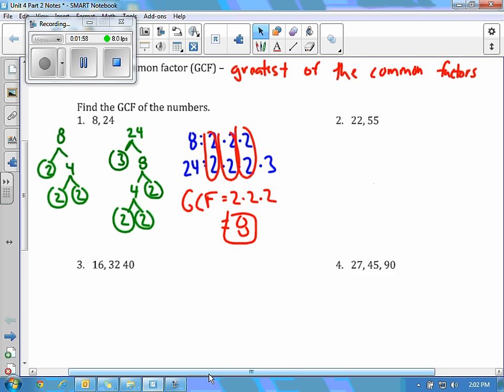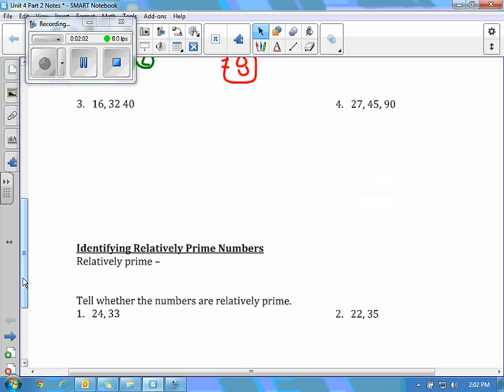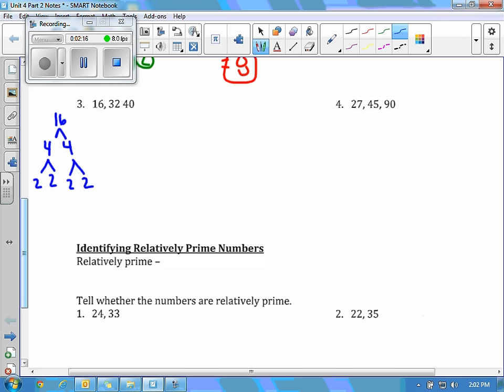I'm going to let you guys go ahead and do number 2. I'm going to skip down to number 3. If you look at number 3, we now have 3 numbers that we want to find the greatest common factor of. So a little bit more work, but still the same concept. So 16, I'm going to split that into 4 and 4. And both of those 4s can be split into 2 and 2. And 2 is a prime number, so I can circle all of those.